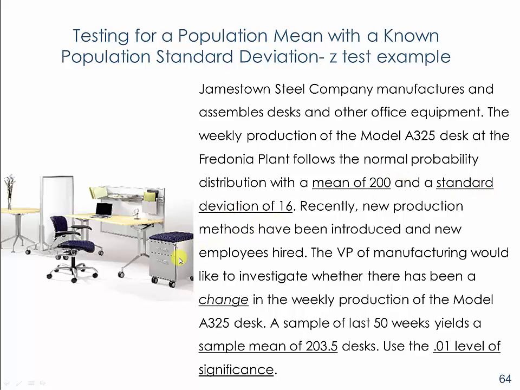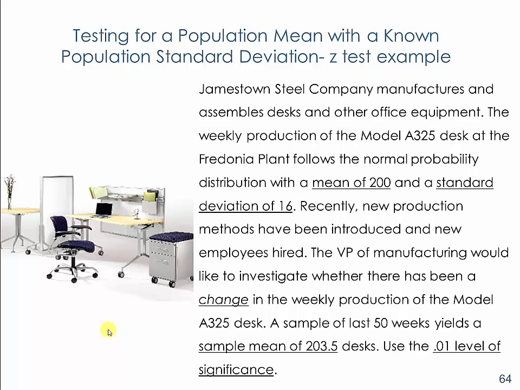So we've recently introduced new production methods and new employees have been hired. So the Vice President of Manufacturing would like to investigate whether there has been a change in the weekly production of the Model A325 desk. A sample of the last 50 weeks yields a sample mean of 203.5 desks. Use the 0.01 level of significance. So has there been a change in the weekly production? Why is change underlined? Well, that's to give you an indication of what type of test we're going to do. So if there's going to be a change, we're seeing if there's a difference, which means that there's going to be a two-tailed test.